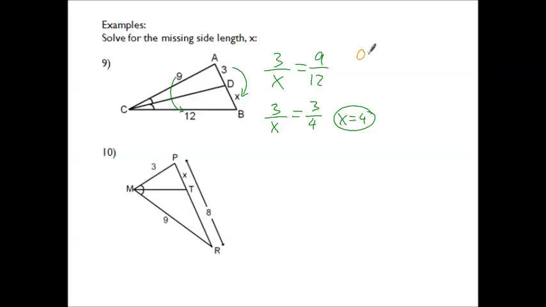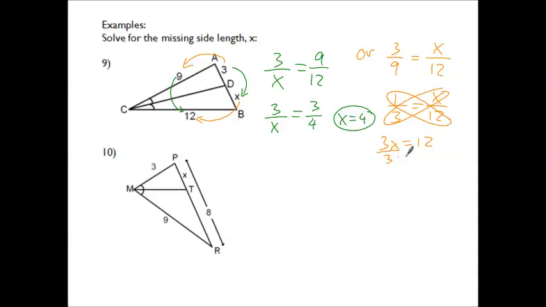We could also have done it a different way and related 3 to 9 and then x to 12. So then 3 over 9 has to be the same as x over 12. And let's again reduce. 3 and 9 can be divided by 3. We get 1/3 is equal to x over 12. Let's cross multiply this time. 3x is equal to 12. Divide both sides by 3, and x is also 4. So both ways we get the same answer.